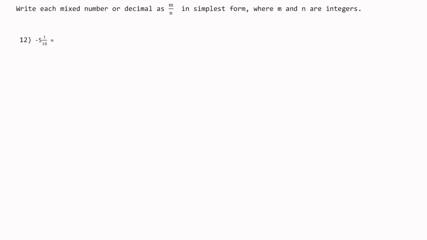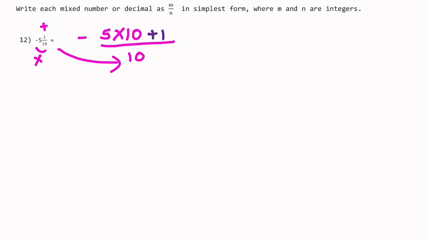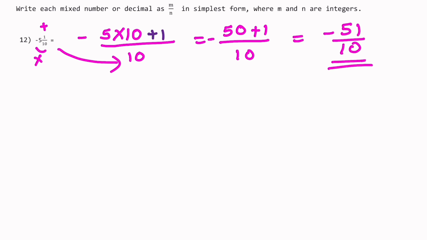Moving to the next one. Watch out. Now we have a negative number here. So minus 5, 1 over 10. So we'll keep our minus sign here, and then this is multiplication and this is the addition. Right? By now you know it very well. So 5 times 10 plus 1. Remember that. Upon 10, the denominator comes as it is, right? Which is equal to 50 plus 1 over 10 and the minus sign, which is minus 51 over 10, and it's done. It cannot be further divided. So that's the answer.